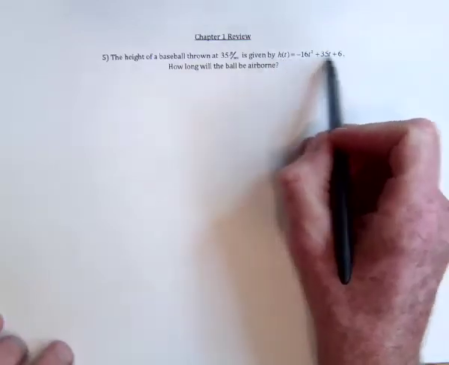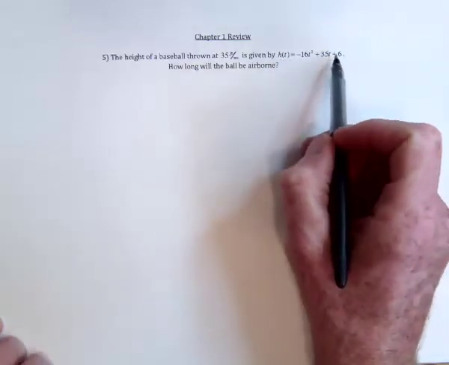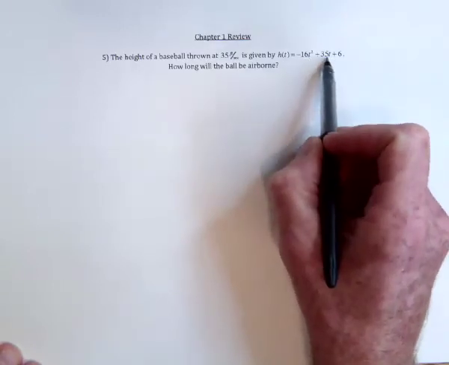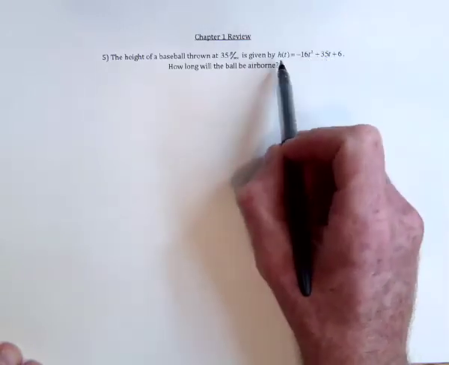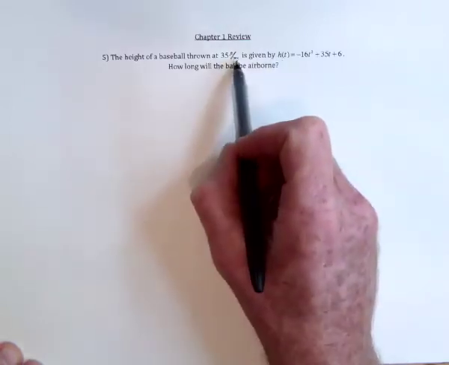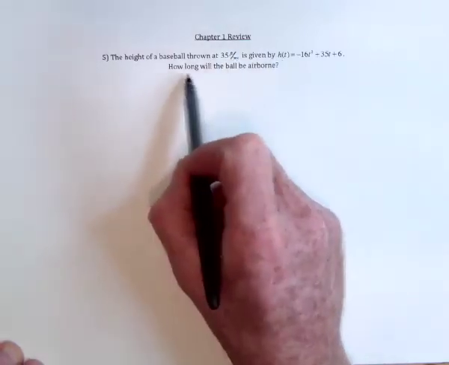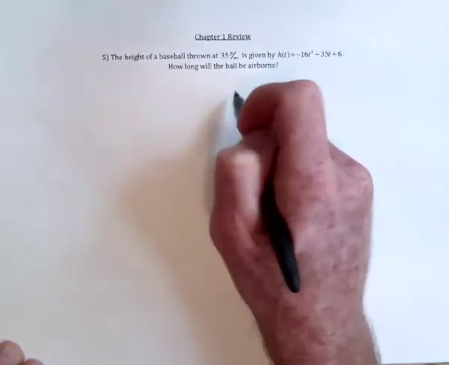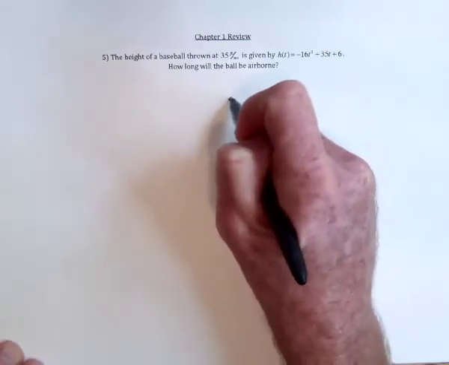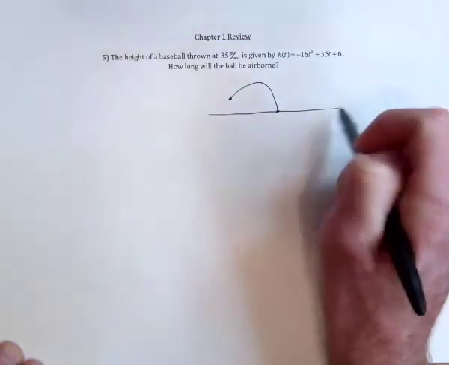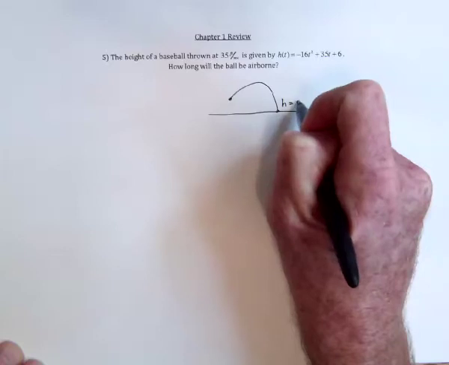So this function over here gives the height of a baseball. So substitute a time over here, and over here it'll tell you the height. So the height is going to be in feet while the time is in seconds. Then how long will the ball be airborne means that a baseball is here, gets thrown, eventually hits the ground. Well, when it hits the ground, the height is equal to 0.